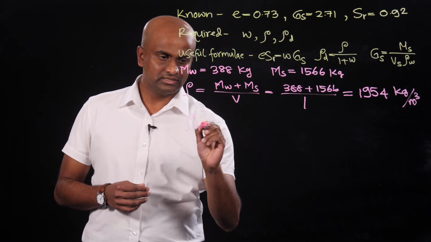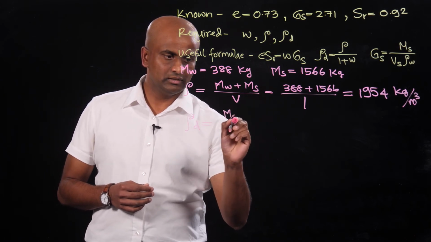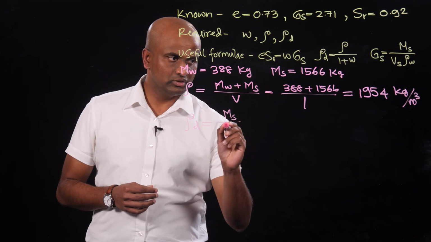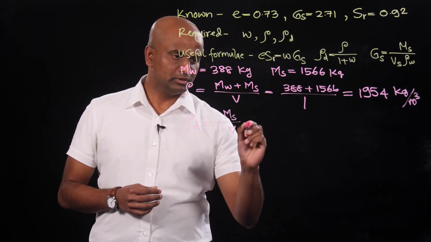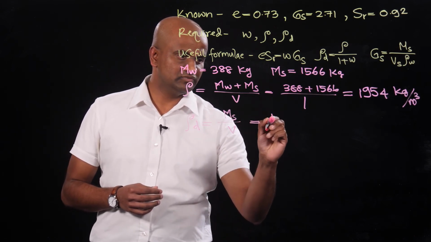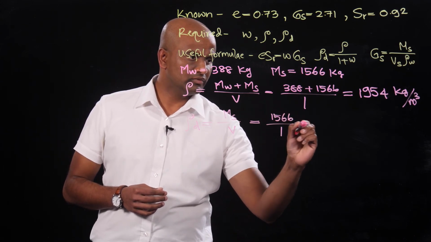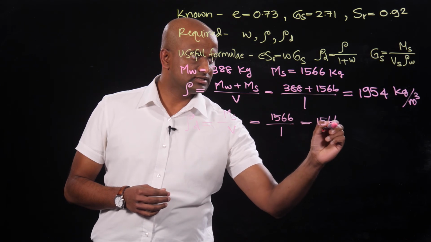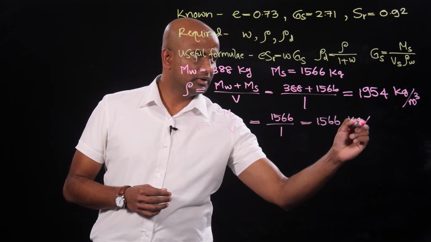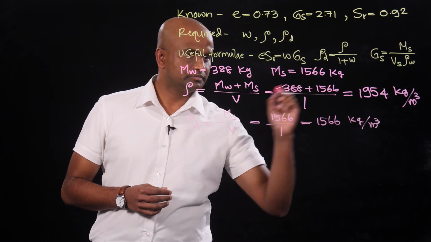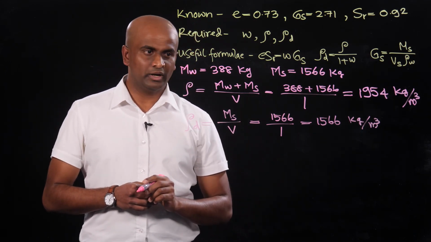Similarly we can calculate the dry density. The dry density is defined as mass of solid divided by the total volume. Mass of solid we have calculated as 1566 divided by 1. That will be 1566 kilograms per cubic meter. So that's all for part A.